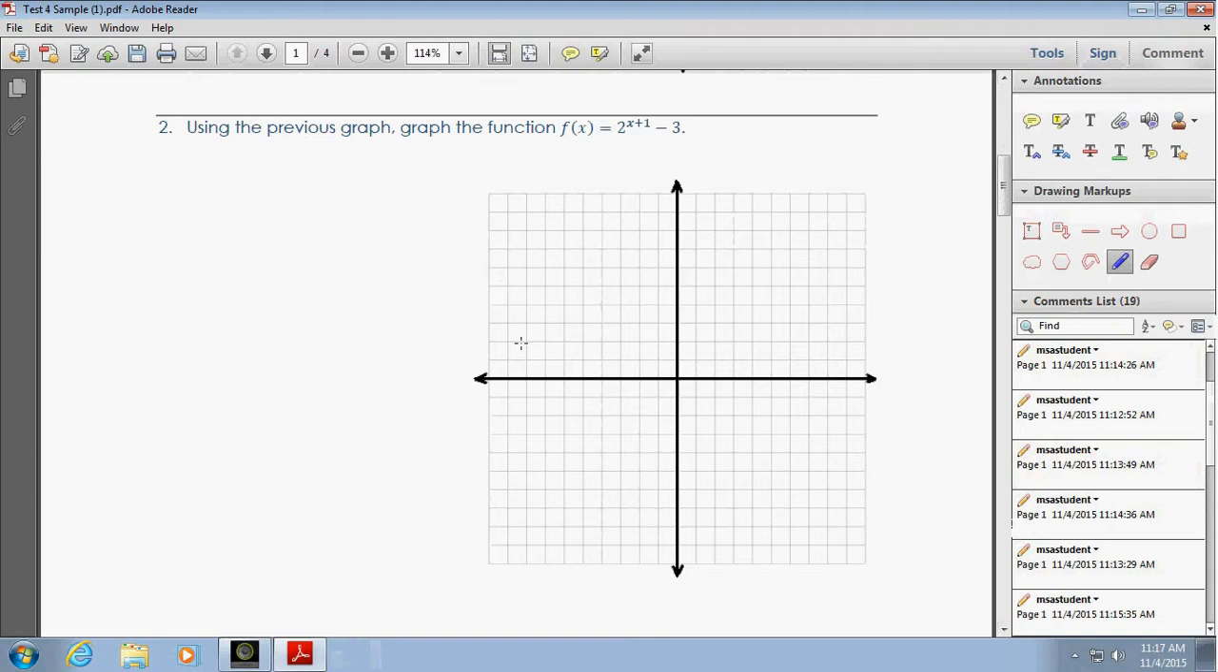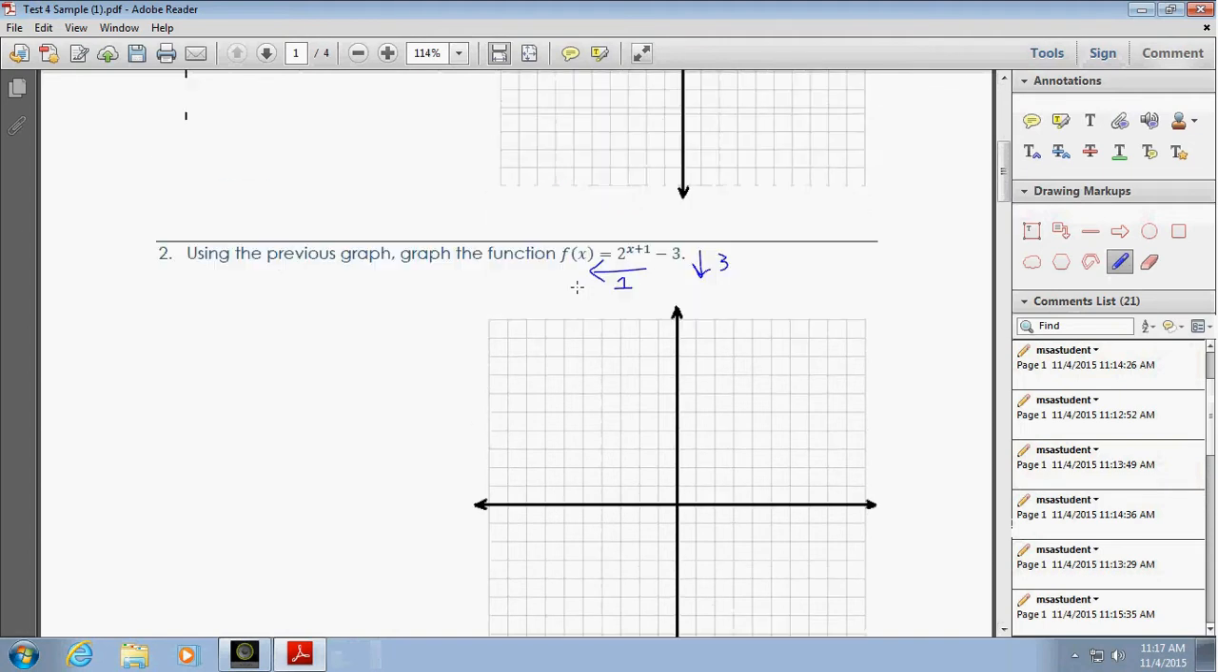So we're moving horizontally one to the left because it's x plus one. That means we're going to the left one because we always change the sign of the one that's on x, right? And what about minus three? What does that mean? Down. That means down three. Okay, so to the left one, down three.